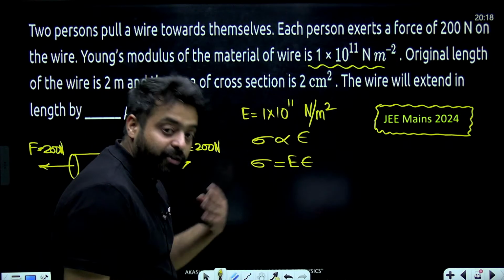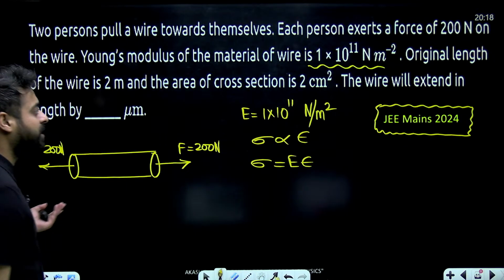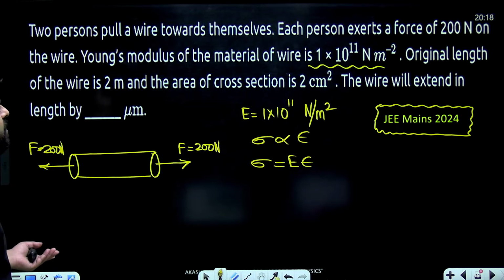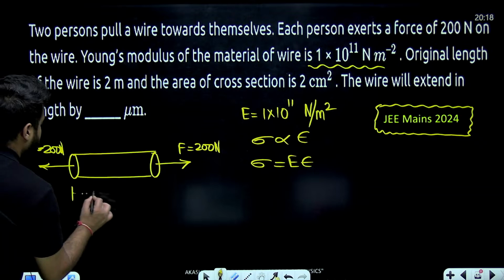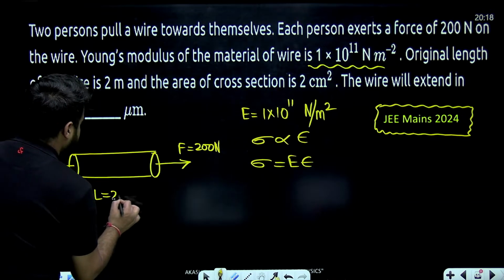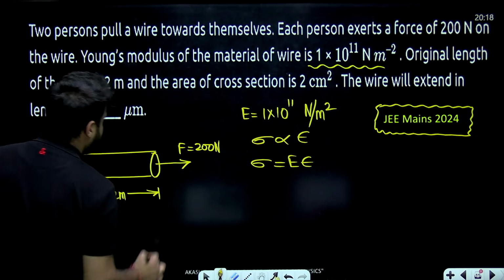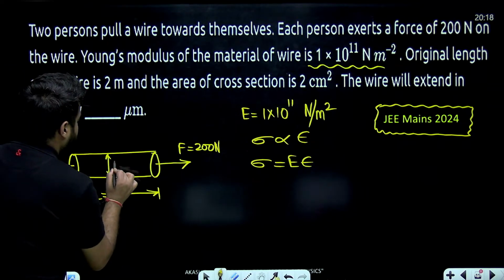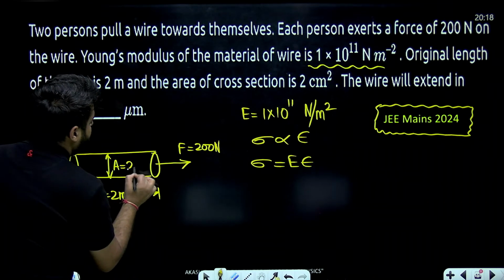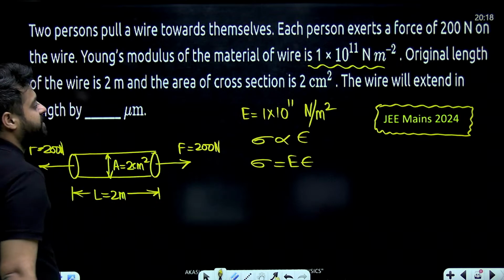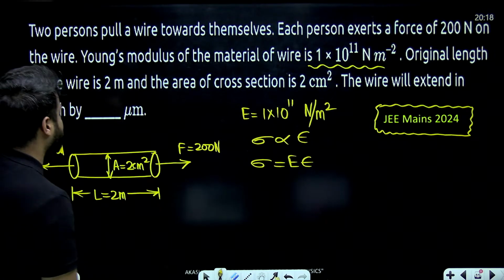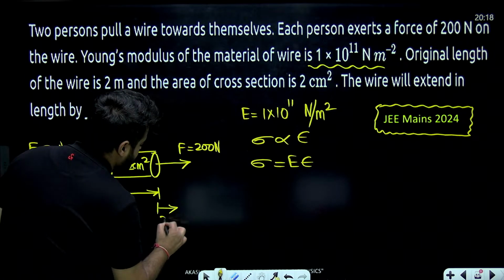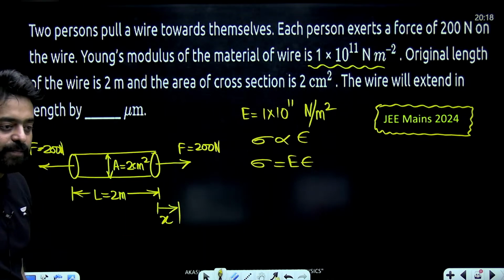But this is for longitudinal stress along the length. Yes, along the length they are stretching this wire. The original length of the wire is also given as 2 meter. So 2 meter is the length of the wire and the area of cross section is also given as 2 centimeter square. Nice. The wire will extend by how much length? They are asking about this x value.